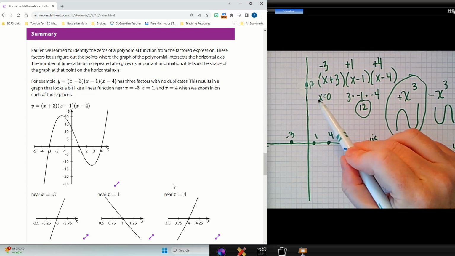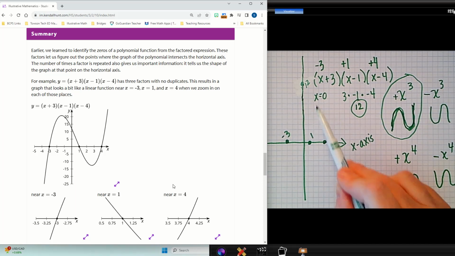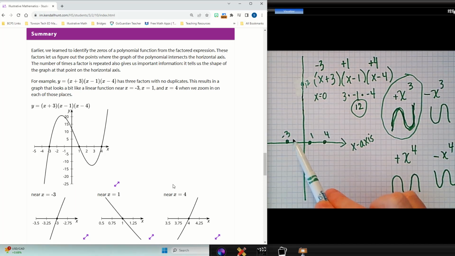So now I know it's going to go up, down, up. I know that my coefficient is positive. That's why I'm starting with up, then down, then up. I know it's going to cross here. I know it's going to cross here, here, and here.